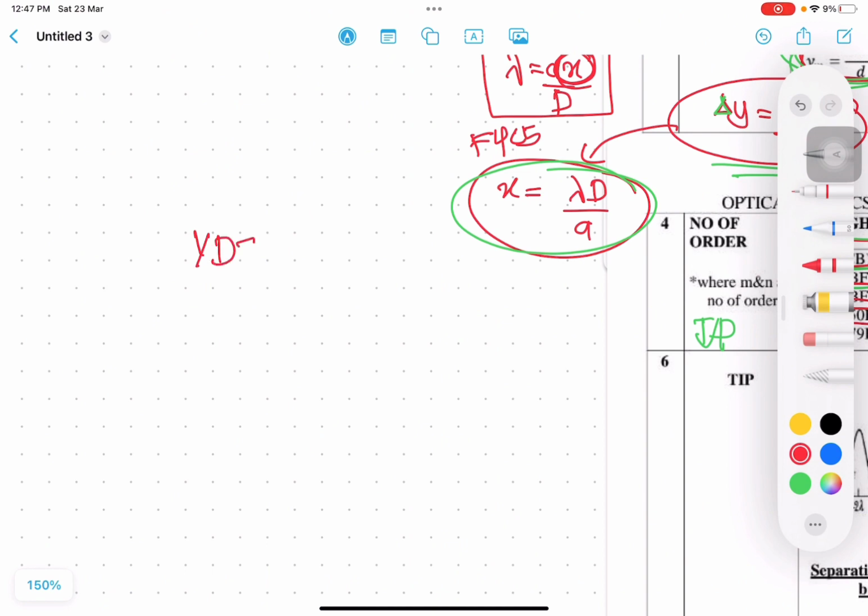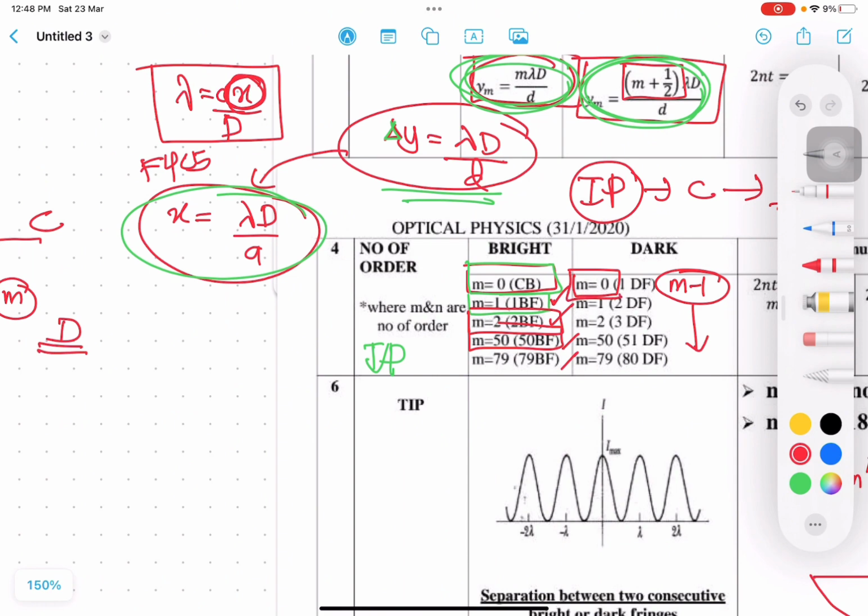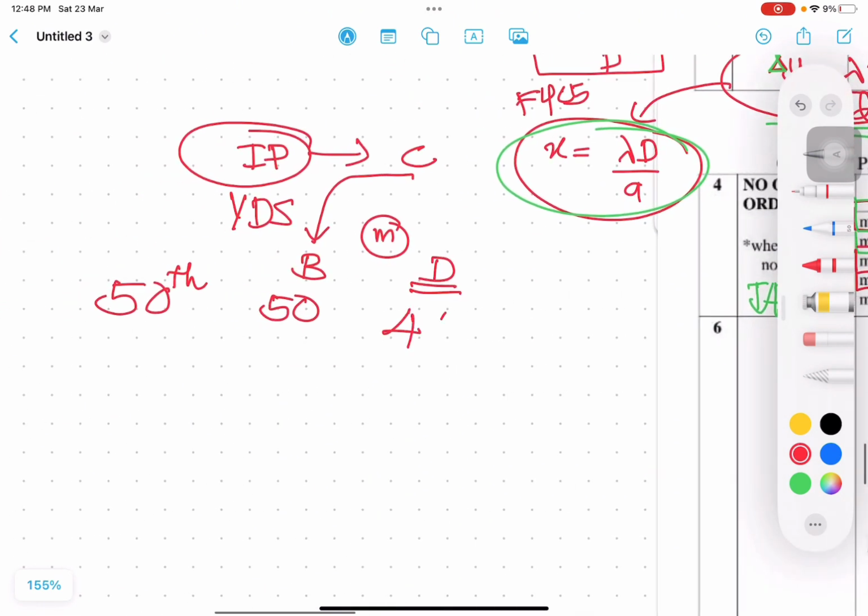Let's have a look at the example. We have Young's double slit experiment, so we know that it is in phase. For the 50th fringe, this is the bright and this is the dark. We want to find the number of m. For bright, because this is in phase, it will always be dominated by constructive interference, so we just take m equals 50. Whereas for dark, we need to minus 1 because it starts from 0. So the dark is 49.